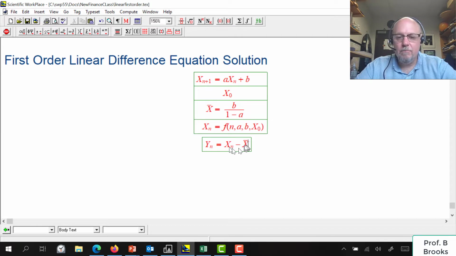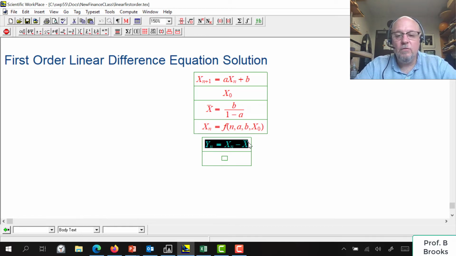So my new sequence of numbers are the y's, and I'm getting the y's by just taking the x's and subtracting the equilibrium. So if I was at the equilibrium, then equilibrium minus equilibrium, the y value for that would be 0. If I was above the equilibrium, the y value would be positive. If I was below the equilibrium, the y value would be negative. The y is how far away I am from the equilibrium, above or below.